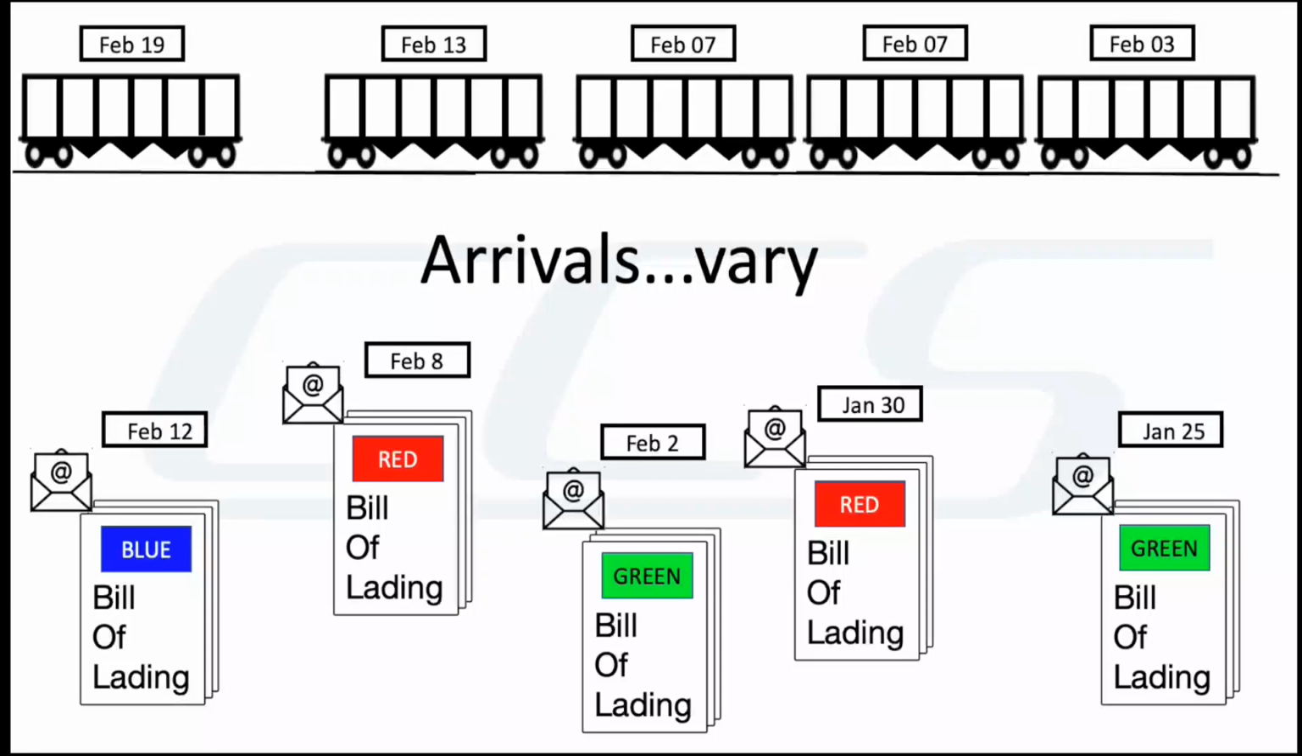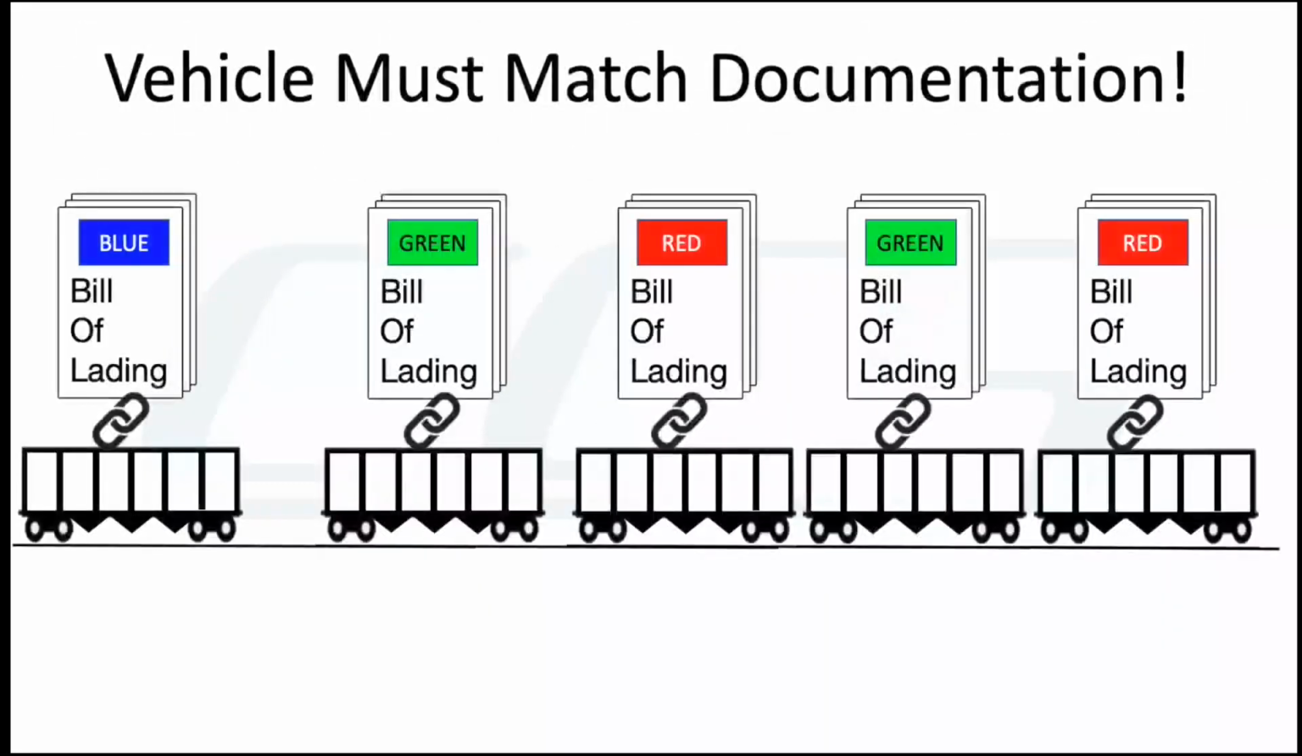The next question is, how do we connect them together? The rail car doesn't roll in with a bill of lading stapled to the side. How do you connect them? Because what we really need to do is match them together. We need to make sure we've got the correct bill of lading with each rail car. They have to match. So the common link between them is the vehicle identification number.